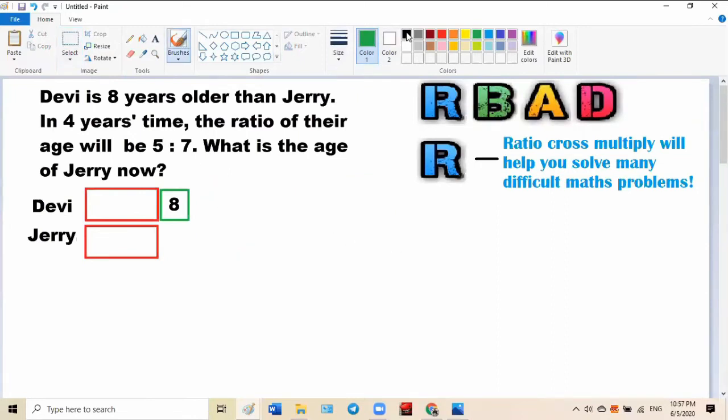Let's call Jerry unit. So Davy will be unit plus 8. That is the situation now.